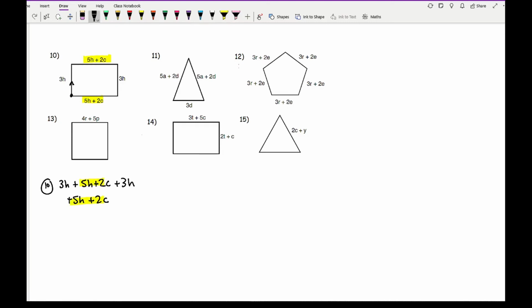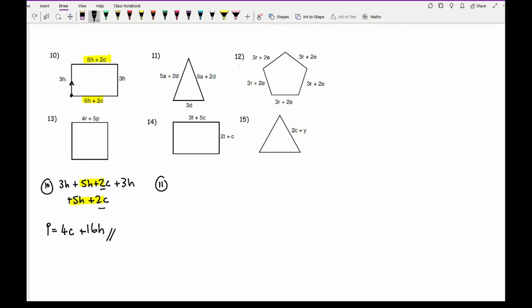So looking at question 10, I've got P equals, so looking at the C's first, I've got 2C plus 2C, which is 4C. And then counting the H's, I've got 3 plus 5, which is 8, plus 3, which is 11, plus 5, which is 16H. And there is my final answer.